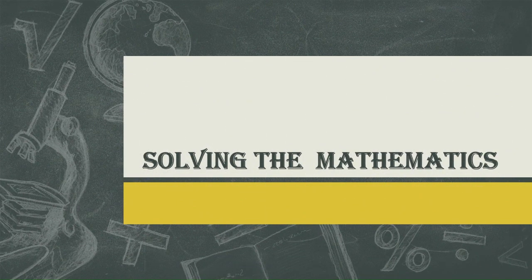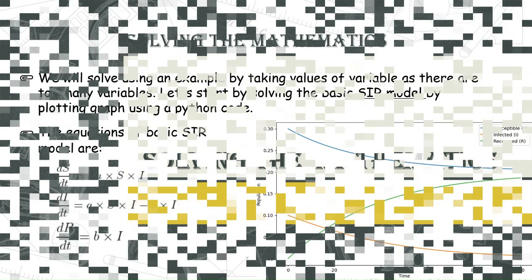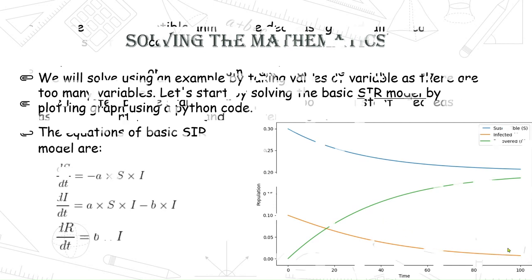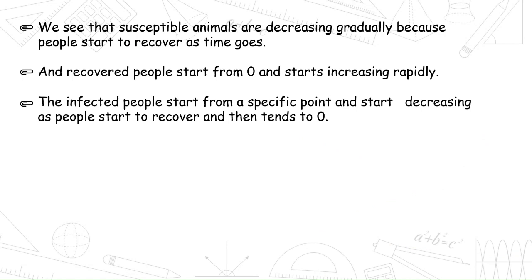Solving the maths. As we observe, there are so many equations with so many variables in the SIR model. To have a better understanding, we are using Python code to derive the graph of this equation. By observing the graph, we can say that susceptible animals are decreasing, more and more animals are getting recovered, hence immune, and some are getting infected also. Infected animals are also decreasing exponentially as the rate of recovery is high, and of course, the recovery rate is increasing.